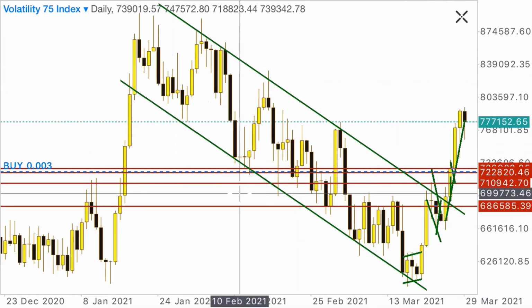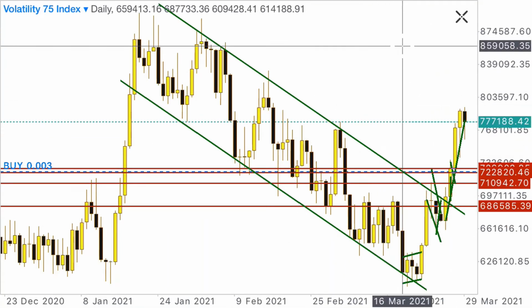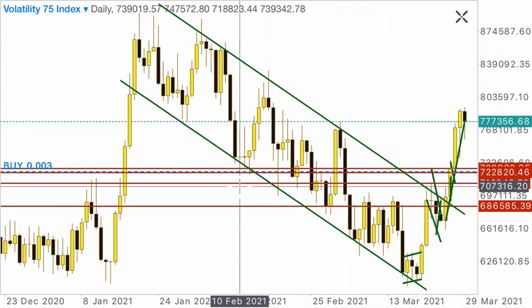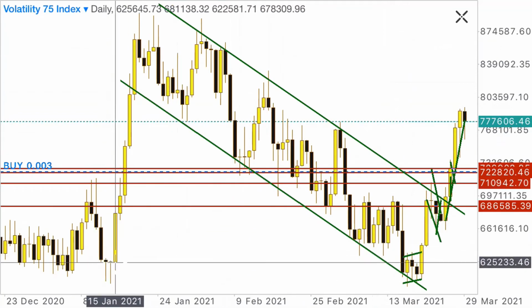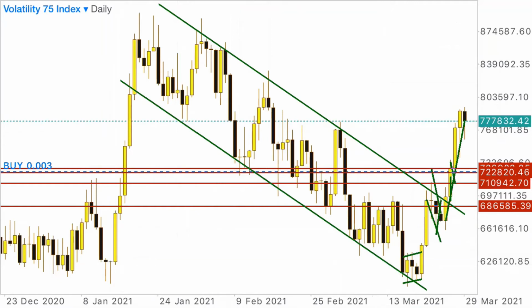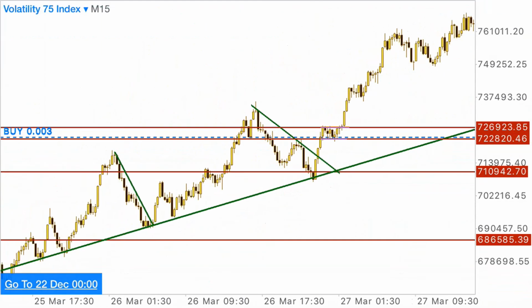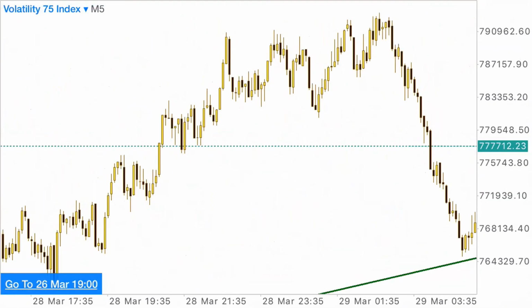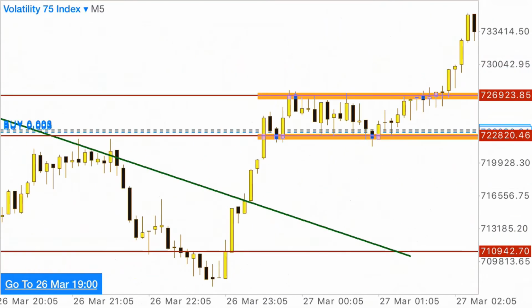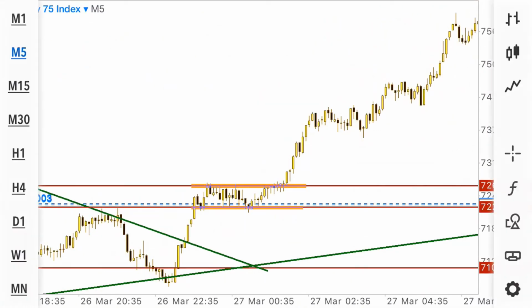So with this move we're probably going somewhere here, to 868819, probably around there. But I've already taken some profits. This is already a very good trade. So that's the flag and the wedge. Going back to the 15 minutes, this was my entry there, the flag. That was just a good entry point for me, and I just held it.